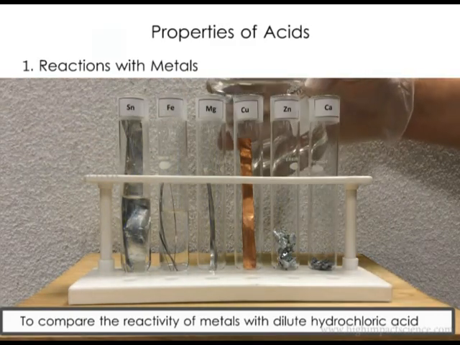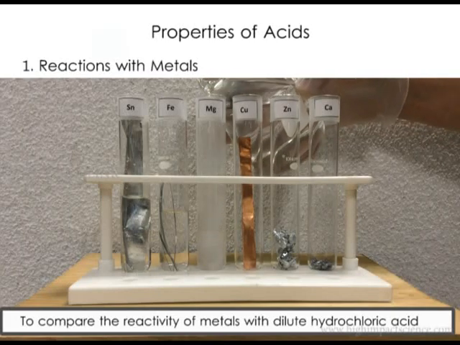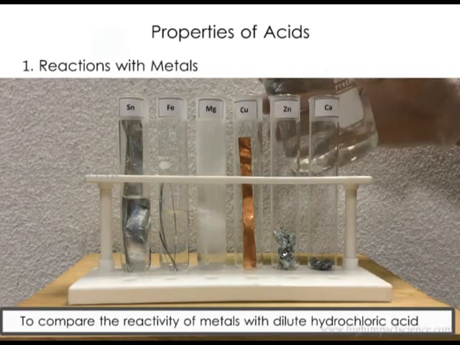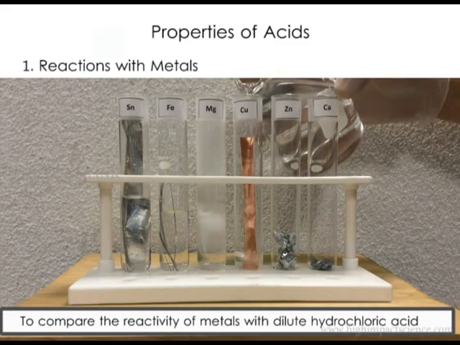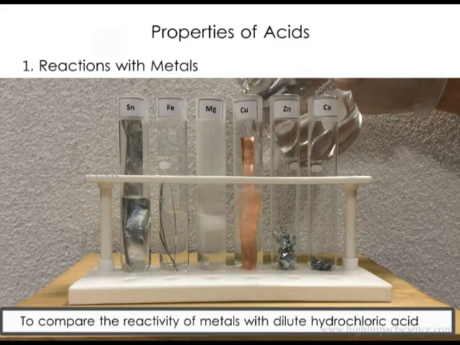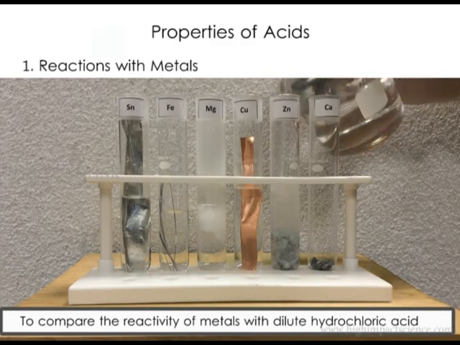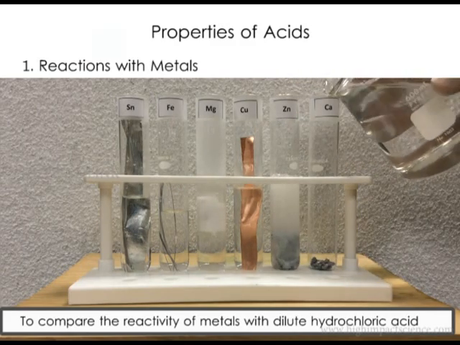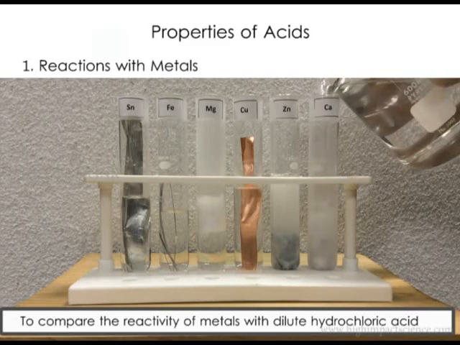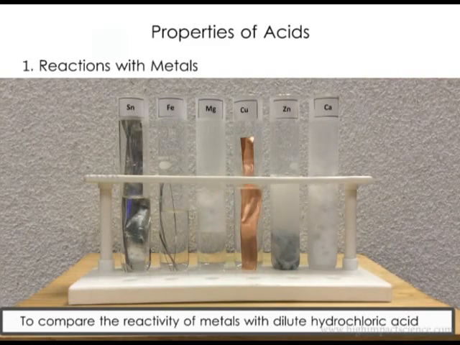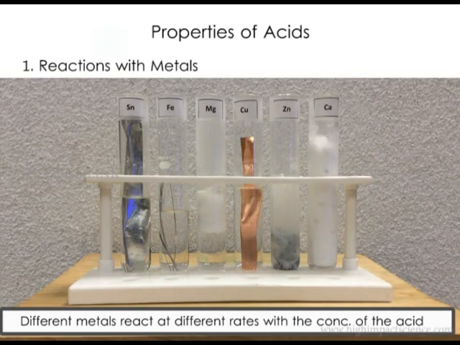and magnesium, and then copper. We put in zinc, and finally in calcium. From the onset, we can see that the different metals react differently with the same concentration of the acid.